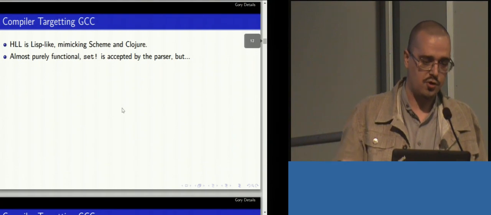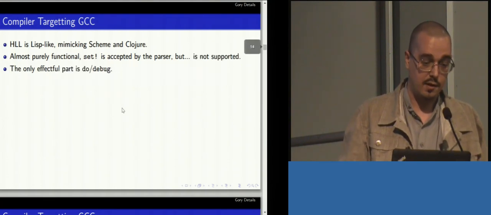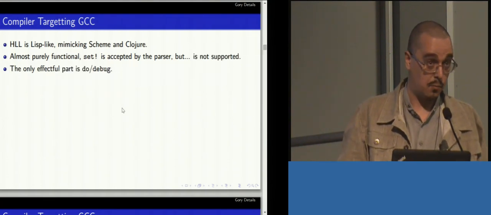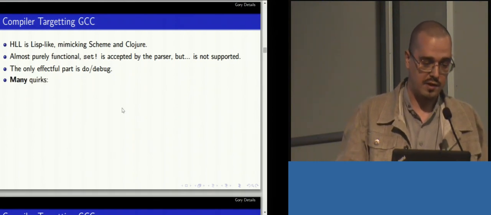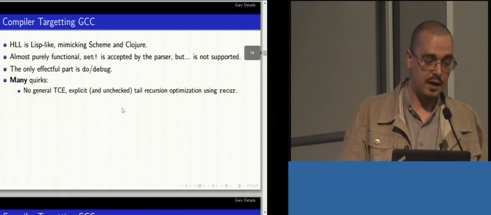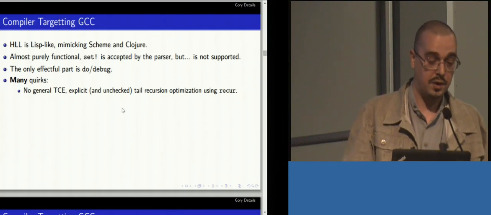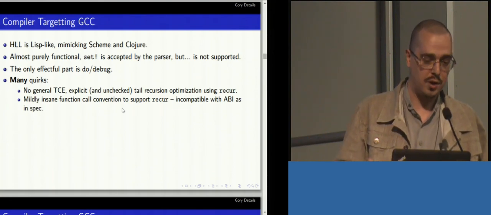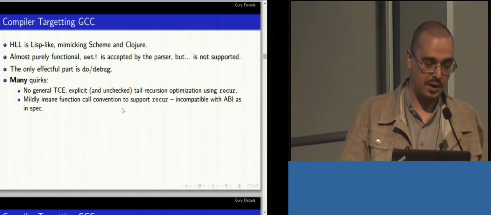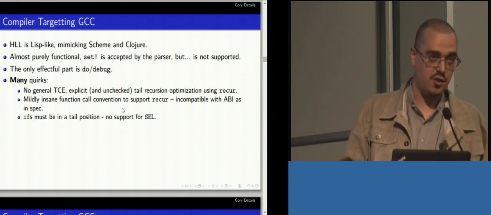But it's almost purely functional. Really, the only effectful thing there is debug, obviously used for debugging. And it has quite a lot of quirks. For example, for no good reason really, I didn't have general tail call elimination. This also really screwed up my call convention, despite the fact that there was a good call convention in the spec. I used something completely different. All my ifs must be in tail positions.